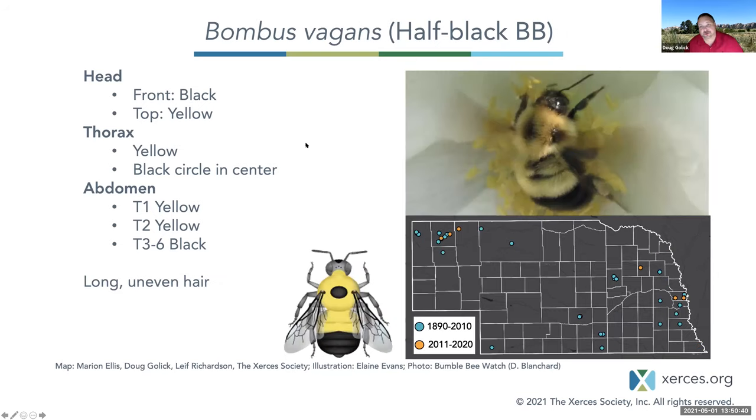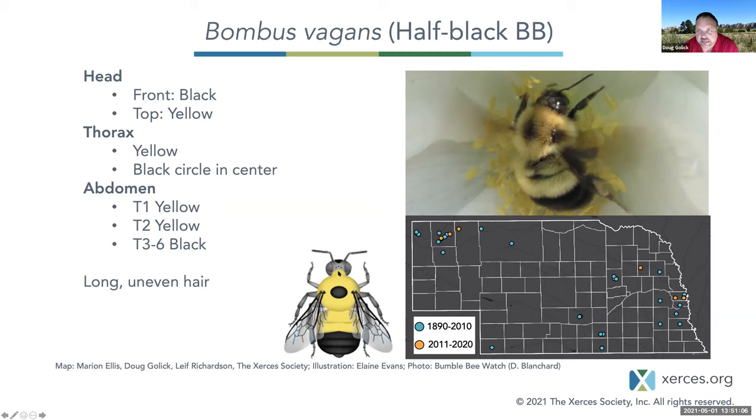And then another similar one, probably the closest looking one I would say to griseocollis and bimaculatus, is Bombus vagans, or vagans. It is found in eastern Nebraska and far northwest Nebraska, probably other places as well. We haven't yet found them, but they do exist. Very similar to bimaculatus and the other species we've looked at.